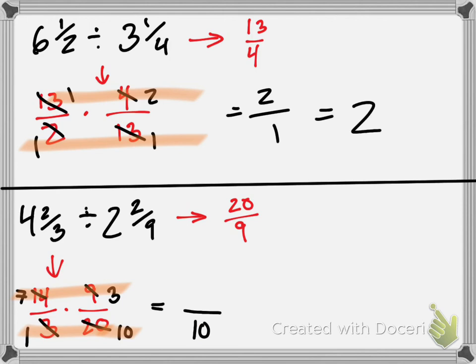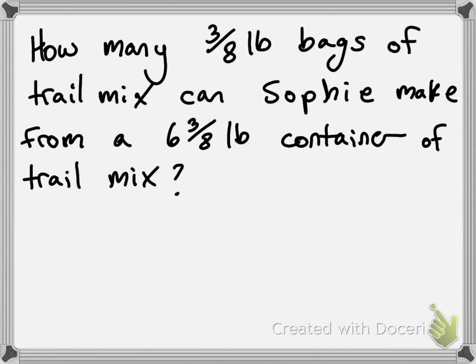1 times 10 is 10. What is 7 times 3? 21. Delaney, how many times does 10 go into 21? Twice. And what's left over? Twice. Perfect. 2 and 1/10.